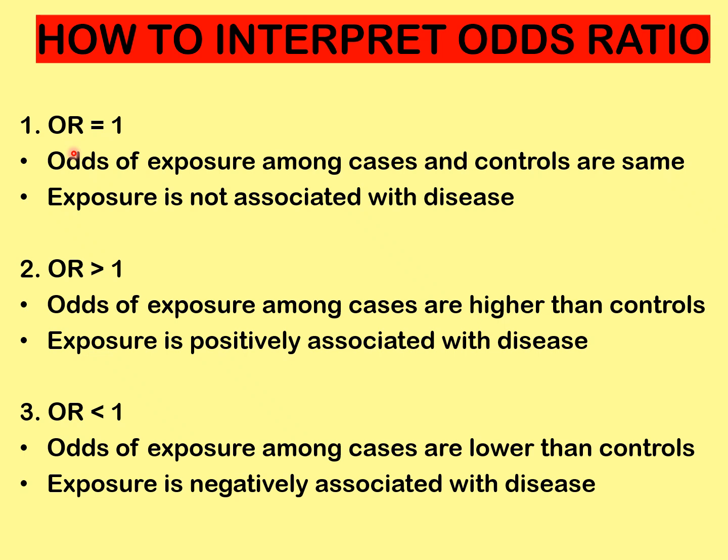So how to interpret odds ratio? If odds ratio is equal to 1, it means that there is no link between the disease and the exposure. If the odds ratio is greater than 1, it means that exposure might increase the risk of disease. If odds ratio is less than 1, it means that people who were exposed are less likely to have the disease compared to those who were not exposed.